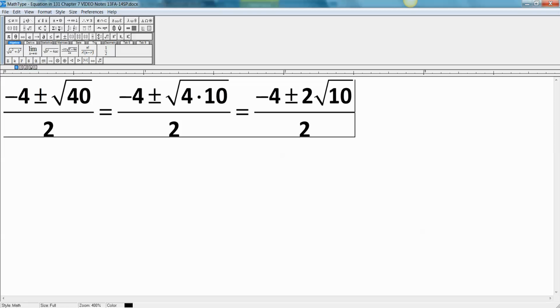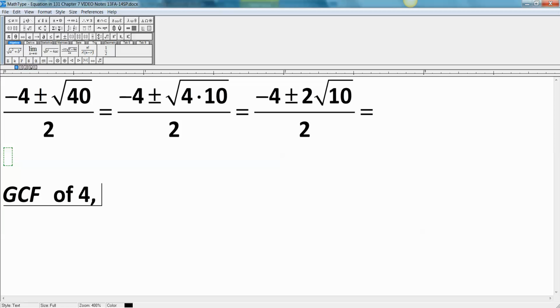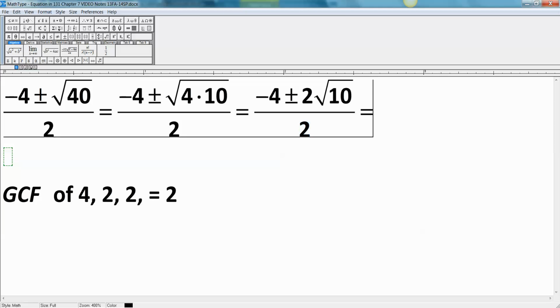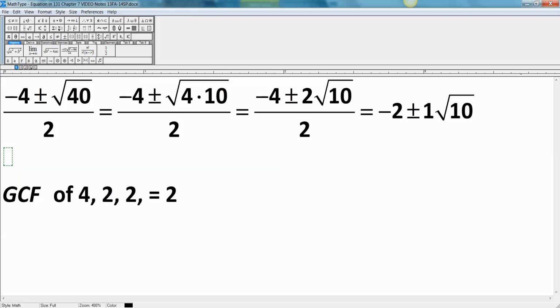And again, look at your GCF. What goes into 4, 2, and 2? Okay, let me write that down. GCF of 4, 2, 2 equals 2. So what you're kind of doing is basically factoring out 2 from the numerator and then canceling, if you want to think of it that way, or dividing. Or you can think of it this way. 4 divided by 2 gets you 2, plus or minus, and then 2 divided by 2 gets you 1. So it's 1 square root of 10. But again, we don't really write 1 when it's multiplied like that. We just write square root of 10.